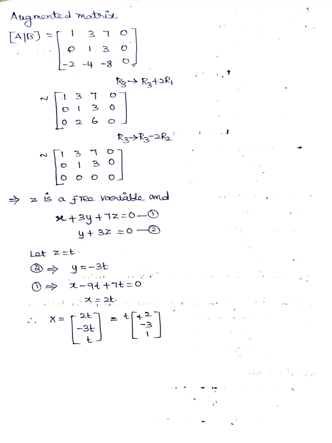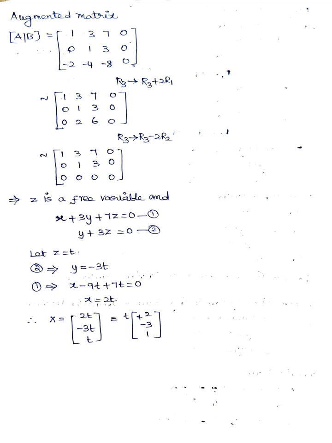So we have 1, 3, 7 and 0 in the first row. In the second row there is no change: 0, 1, 3, 0. And the third row becomes R3 plus 2R1, so we have 0, 2, 6, 0. Then 1 3 7 0, 0 1 3 0. Now all the values are 0 in row 3.